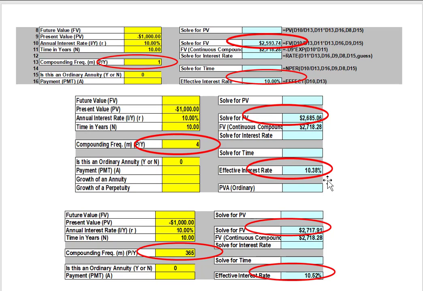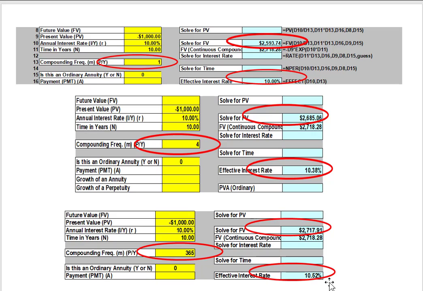If you did it for 365 days, 2717, again, you earned even more. The effective interest rate is 10.52. So the effective interest rate is very important if you want to compare cash flows that have different compounding structure.